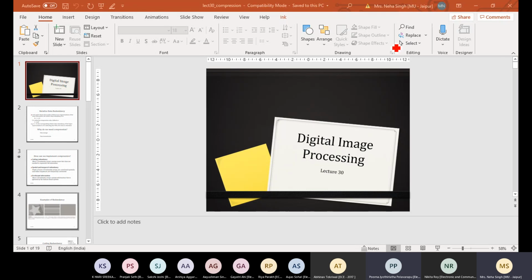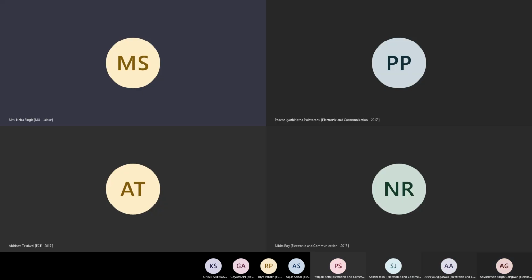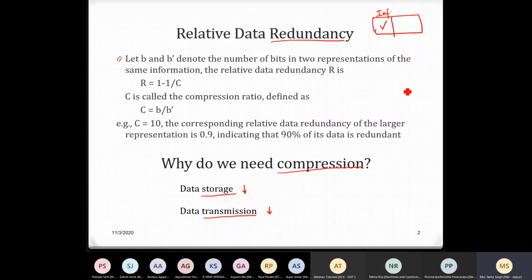Excuse me, ma'am. Yes, child. Ma'am, we can't see what you're writing right now. Okay. Now is it visible? Yes, ma'am.